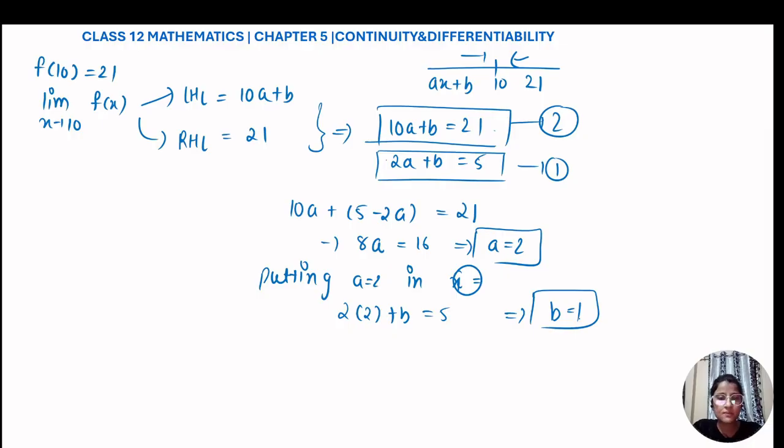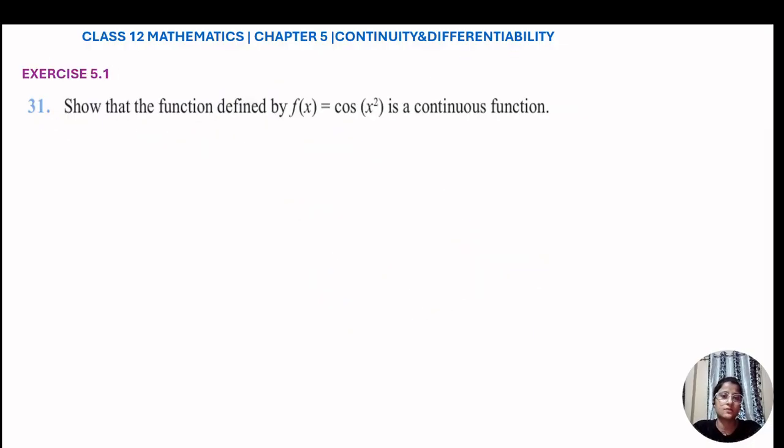We are done with this question, because in this question we had to find the condition on a and b so that our function is continuous. Now let's move to question number 31. Question number 31 says: in this question we are asked to show that the function f of x, which is defined as cos x square, is a continuous function.